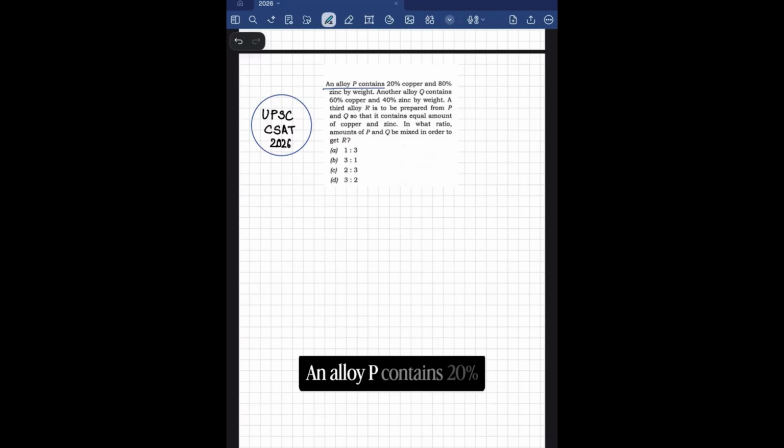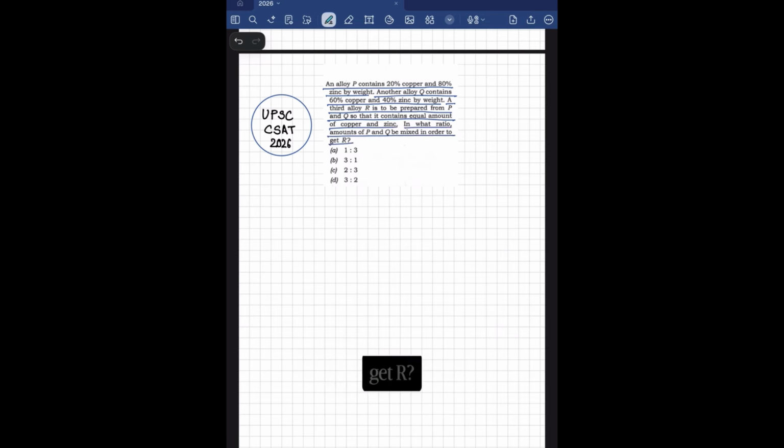An alloy P contains 20% copper and 80% zinc by weight. Another alloy Q contains 60% copper and 40% zinc by weight. A third alloy R is to be prepared from P and Q so that it contains equal amount of copper and zinc. In what ratio amounts of P and Q be mixed in order to get R? So P contains 20% copper and Q contains 60% copper. Now the required alloy R contains equal amount of copper and zinc. Hence R contains 50% copper.